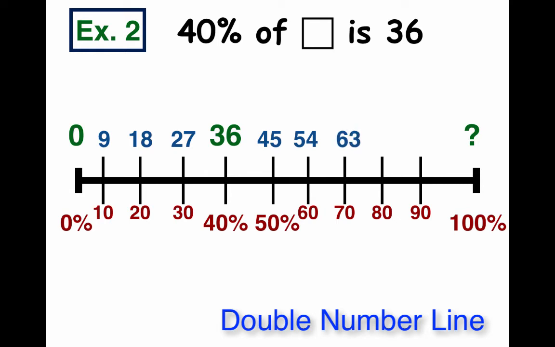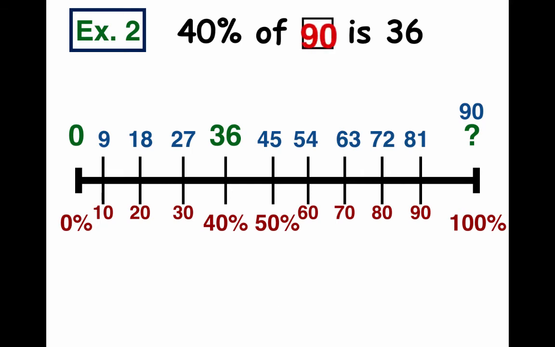Plus 9 more, 72, plus 9 more, 81, plus 9 more would be 90. There's our answer. 40% of 90 is 36. There we go. We figured out our solution. And we did it with what we call a double number line. The bottom is the percents and the top are the numbers. So 40% of 90 is 36.